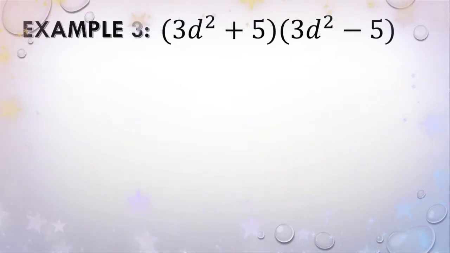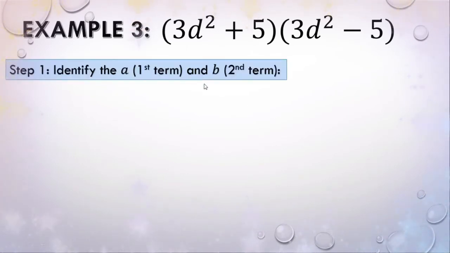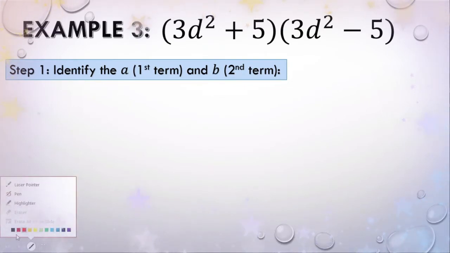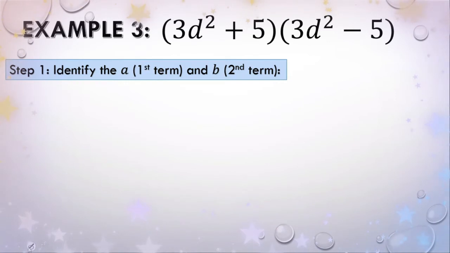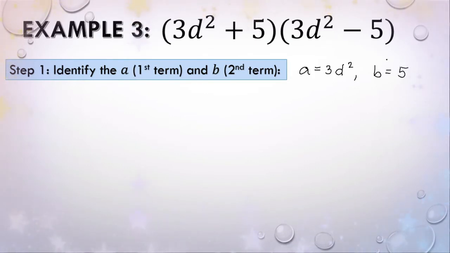Now, we are now on the third example. 3d squared plus 5 times 3d squared minus 5. Now proceed to step 1. Identify the first term and the second term. What is our first term? What is our second term? Please put your answer below. If your first term is 3d squared and your last term is 5, then good work, you're correct.